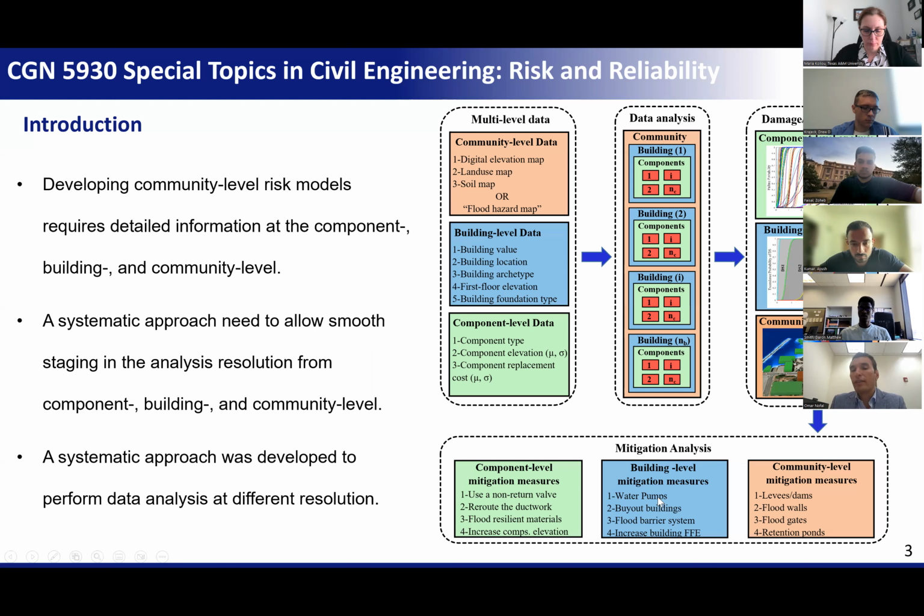In the same way, we were also able to investigate building-level mitigation measures. For example, if you have a flood barrier system around your building, how is this going to impact the building losses? If you did mitigation measures such as increasing the vertical floor elevation of the building, having water bumps, and also community-level mitigation measures, including levee systems, flood walls, flood gates, and retention systems, all of these have been included in this study.